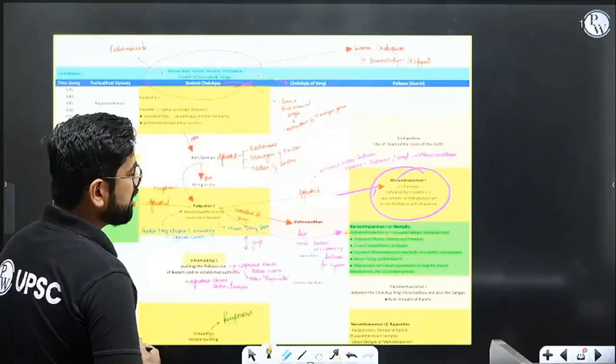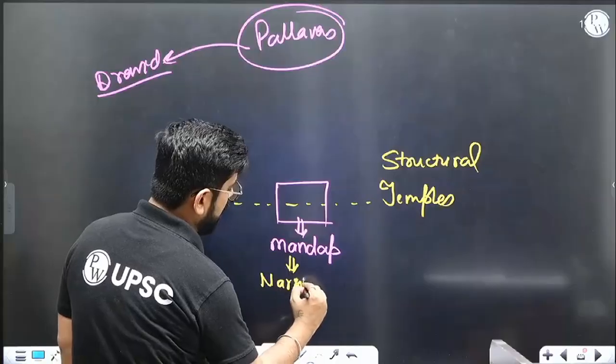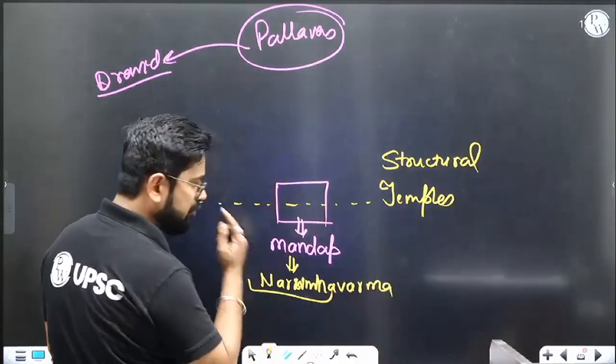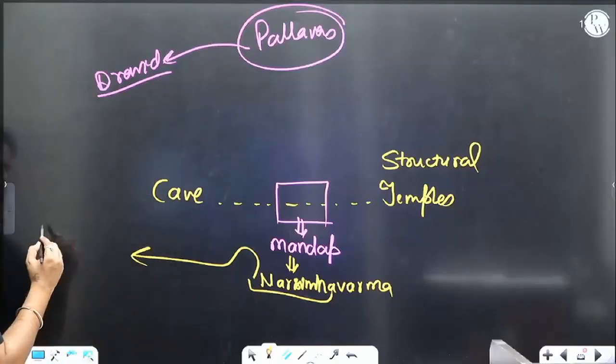He is that intermediary stage. So that intermediary stage which we are talking about, it is Narasimhavarman. And again, his name is Narasimha. A lot of connotation, a lot of importance of Narasimha. Narasimha is again your Narasimha avatar, Vishnu avatar.